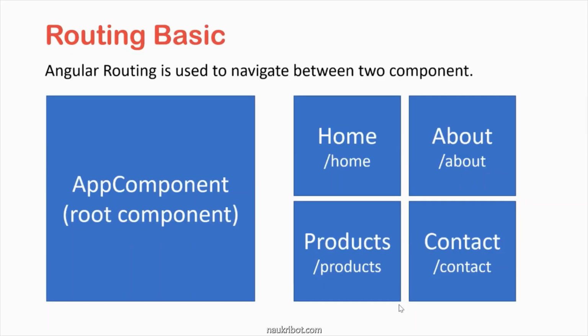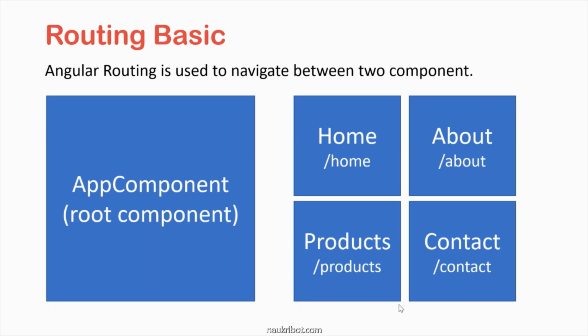Okay, so first of all, I will tell you the routing basics. What is routing and why do we use it? Angular routing is used to navigate between two components, basically two views. In a basic website, suppose we take a small e-commerce website, a bakery shop, there are four basic pages: home page, about page, product page, and contact page. Today we will also try to create these four basic pages and see how we can navigate from one page to another.